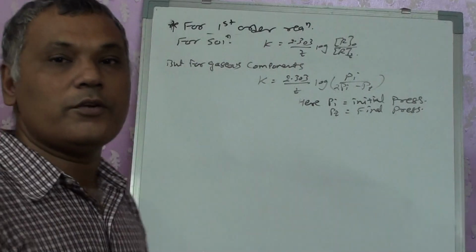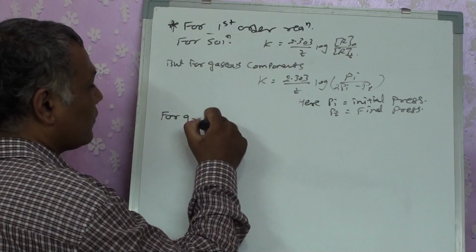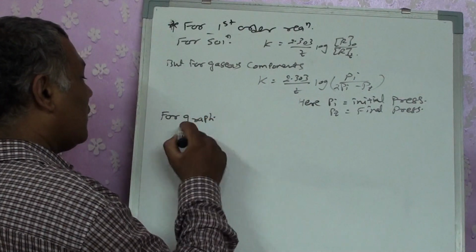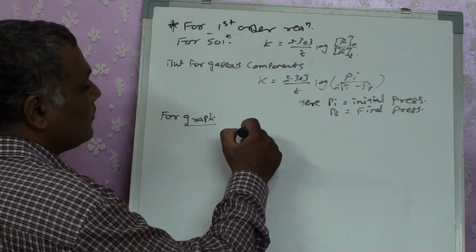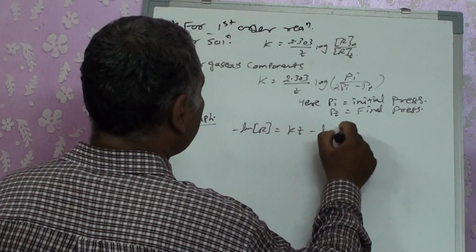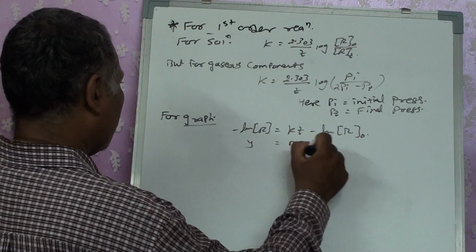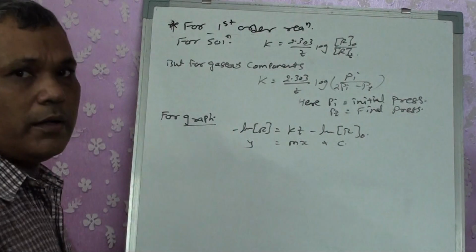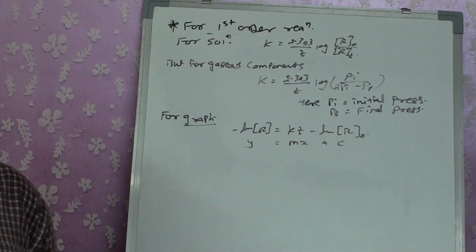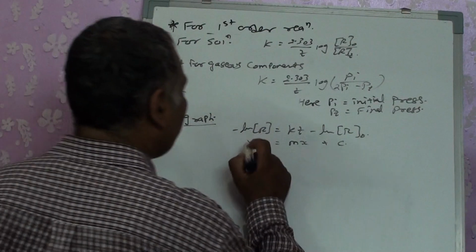Now what about the graphical equation? For the graphical, we get minus ln R is equals to Kt minus ln R naught. Can I compare it with the equation y is equals to mx plus c? I am comparing this equation as y is equals to mx plus c. At that time what is going to happen? We are going to get a straight line equation.